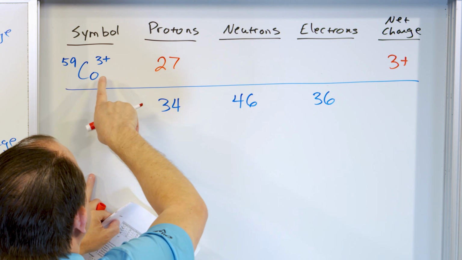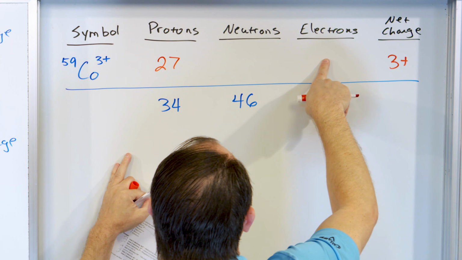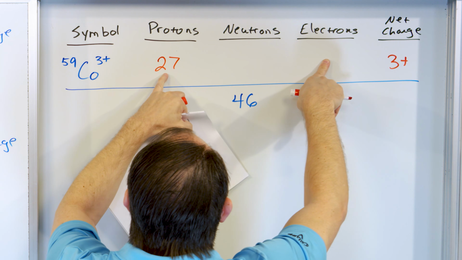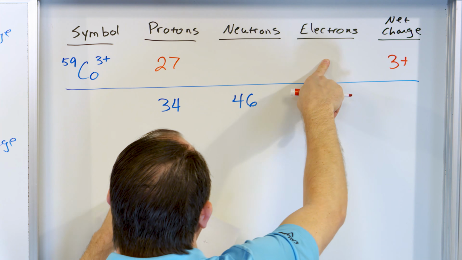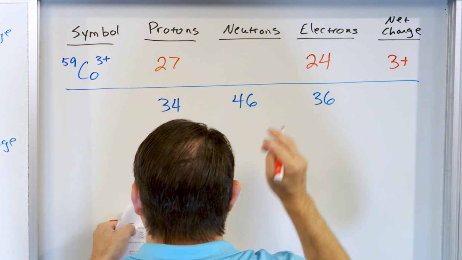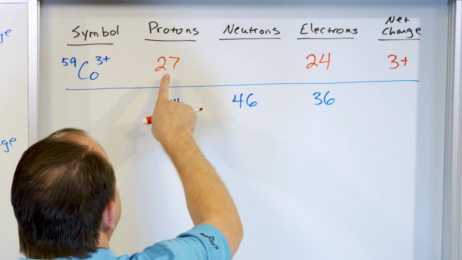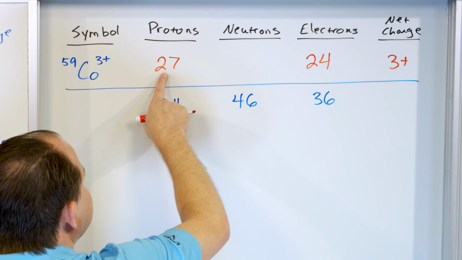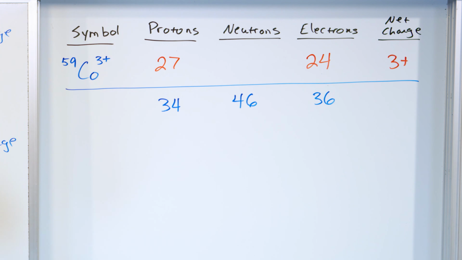Why? Because the neutral form of cobalt would also have 27 electrons, but this one actually has a charge of +3. So we have to have fewer electrons by 3, right? So we know that there has to only be 24 electrons because there has to be an imbalance. We have to have more protons than electrons by 3. So we write this down and then we know we have to have 3 less electrons.